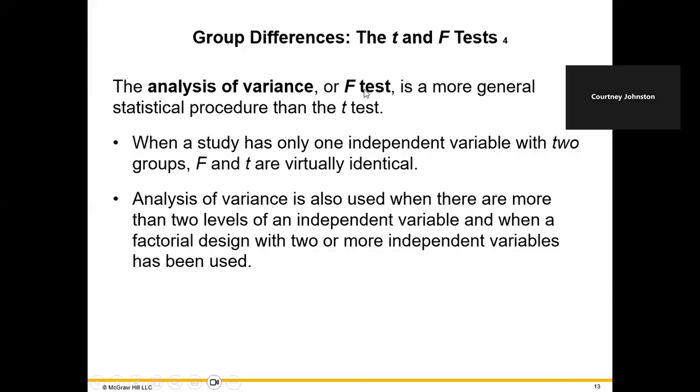Now, you also have the F-test. It's a more general statistical procedure than the t-test. When a study only has one independent variable with two groups, F and t are basically identical in how they run. The analysis of variance is also used when there are more than two levels of an independent variable, maybe you have a placebo and an antidepressant, and when a factorial design with two or more independent variables has been used. Again, this can be run in JASP.